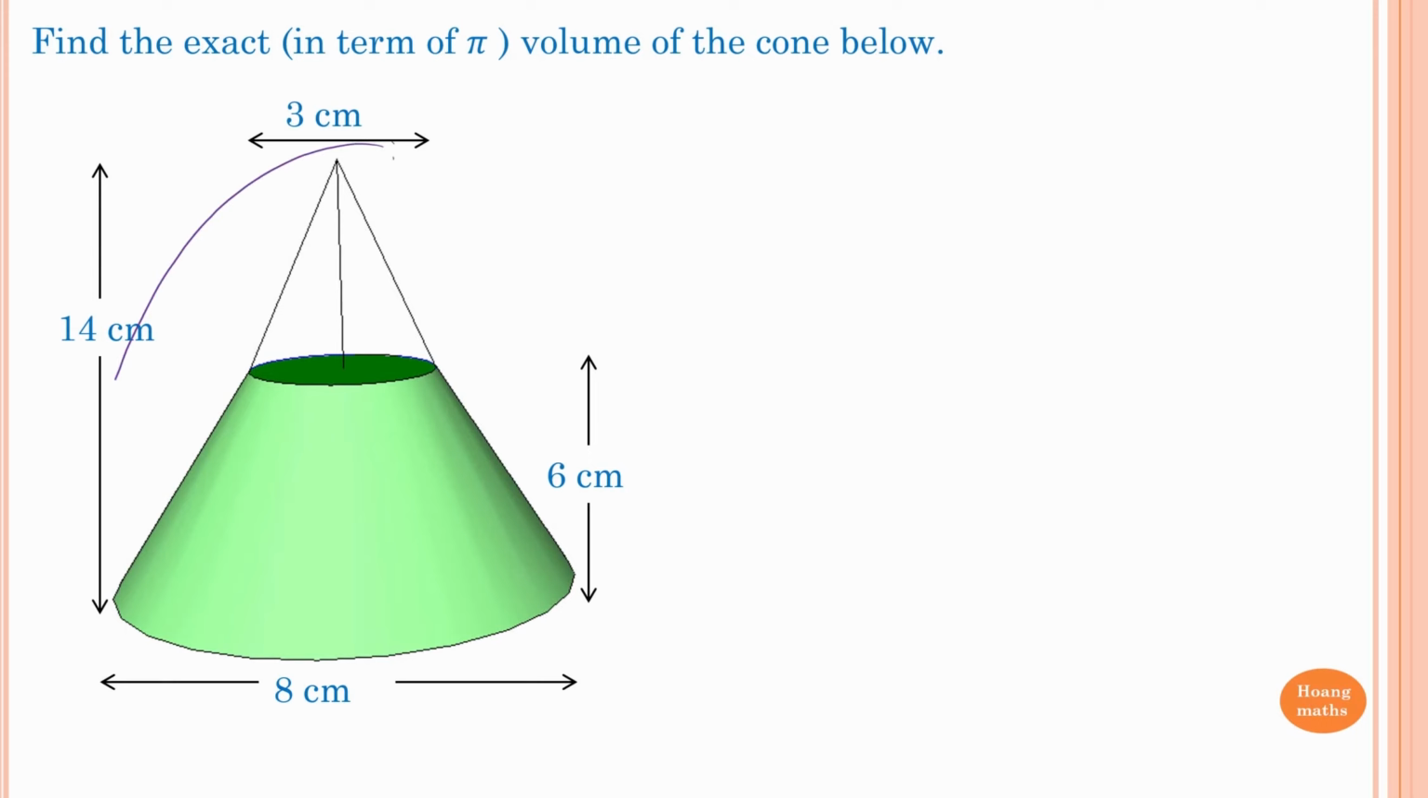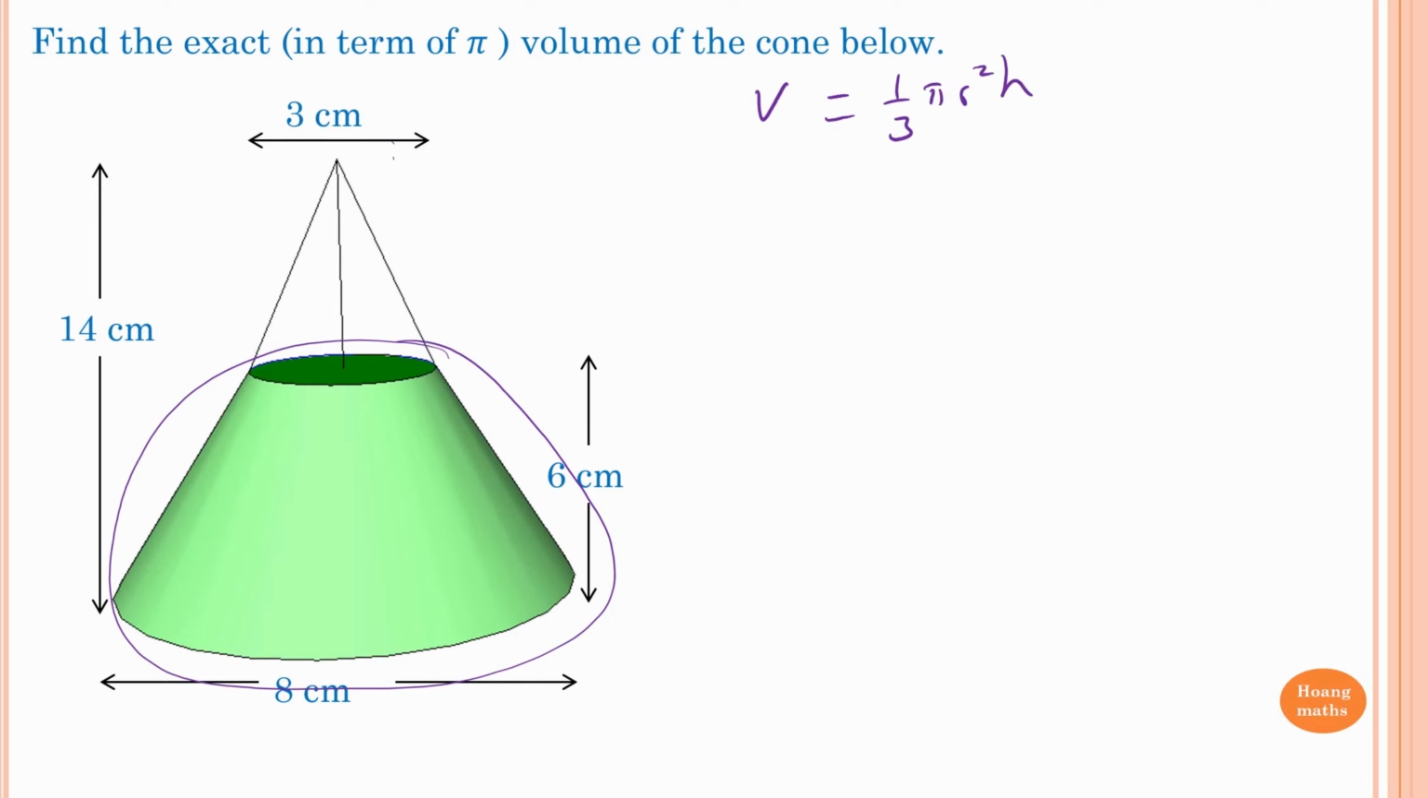So we need to find the larger volume first, which is the whole lot. And then we need to find the volume of this. And then we subtract from the largest, which will give me the volume of this concave cone. Volume of a cone is 1 over 3 pi r squared h. Let's find the larger volume first. So VL. Let's name it VL.